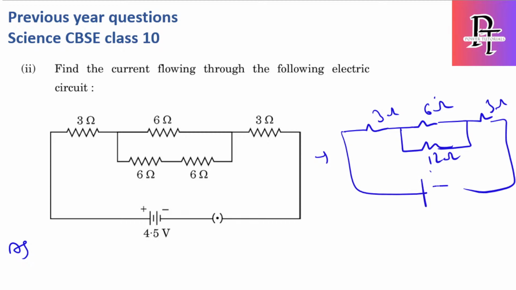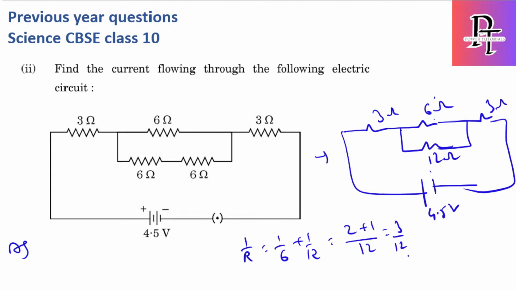and then there is a cell which is 4.5 volts. So now 6 and 12 are in parallel, so 1 by R effective is equal to 1 by 6 plus 1 by 12, which, if I take the LCM, which is 12, becomes 2 plus 1, which is 3 by 12. 1 by R is 3 by 12, so R is equal to 4.